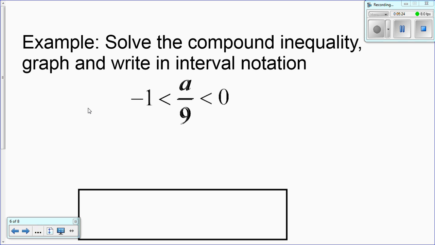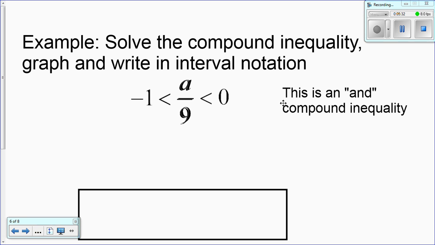So here's an example of a compound inequality where it's all mushed together, okay? So when this is mushed together like this, it's an and statement. So when it's all one big thing, that's an and statement. So we know it's an and, and we're going to go ahead and split it up.